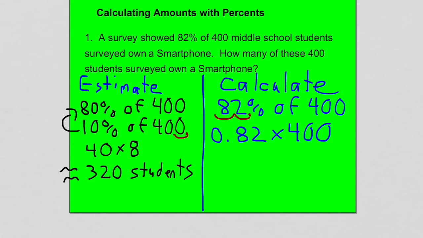Now, this is one of the few times of the year I'll allow students to use technology. I'll let them use calculators to figure out this multiplication. They don't have to, but I'll let them. It's one of the few times this year we'll do it. So we do 82 hundredths times 400, and we get an answer of exactly 328 students. And that matches our estimate quite well.